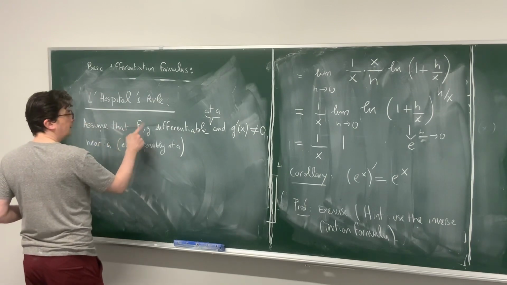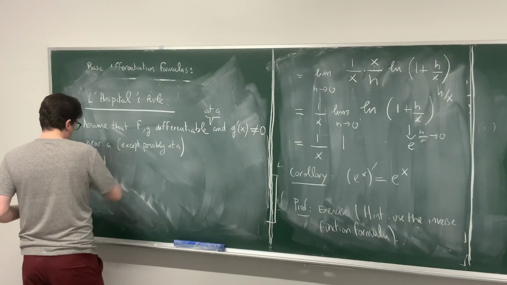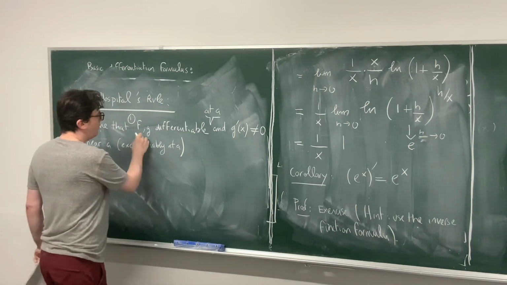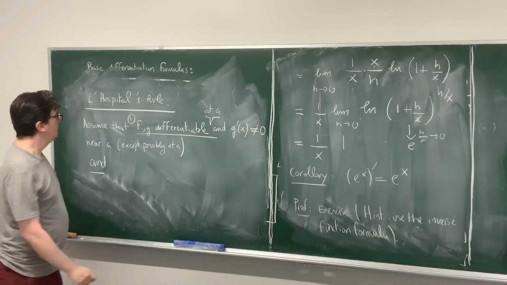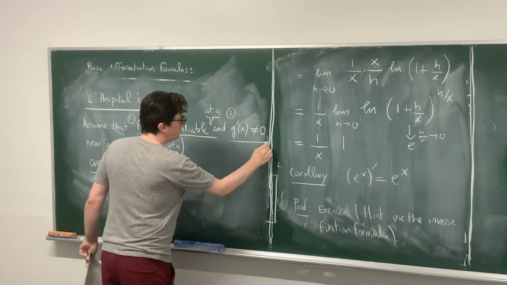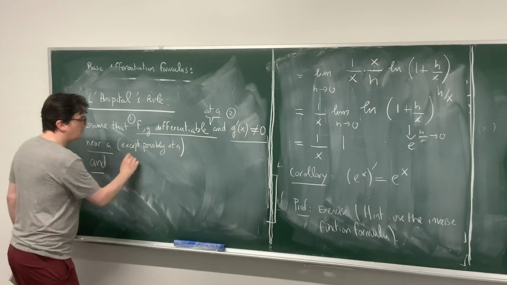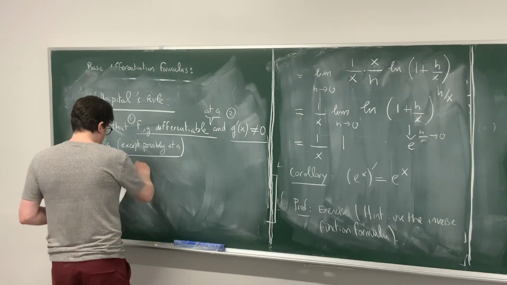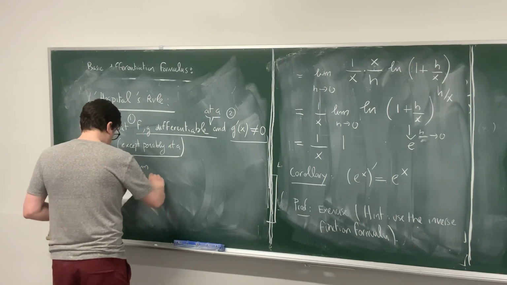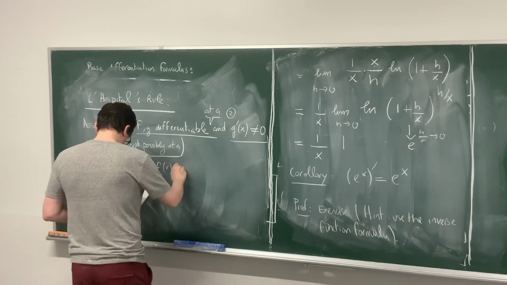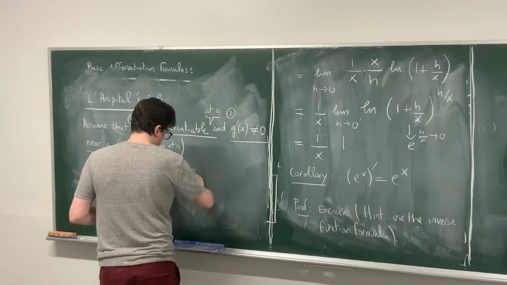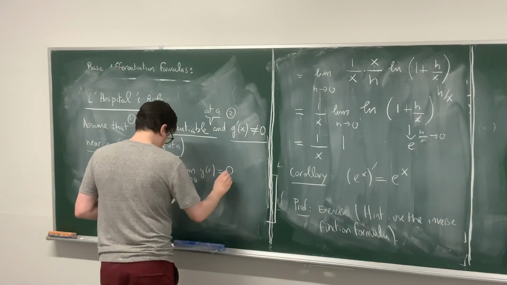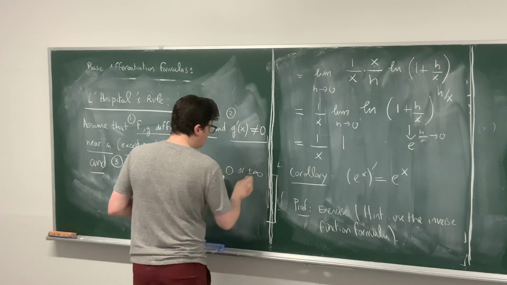So we assume that, and you have a third condition. So remember, you have three conditions. This is condition 1: f and g are differentiable at some value a. This is condition 2: g prime of x is not 0 near a, except possibly at a. And condition 3, you will assume that the limit when x goes to a of f of x is equal to the limit when x goes to a of g of x, and they are both equal to 0 or plus or minus infinity.